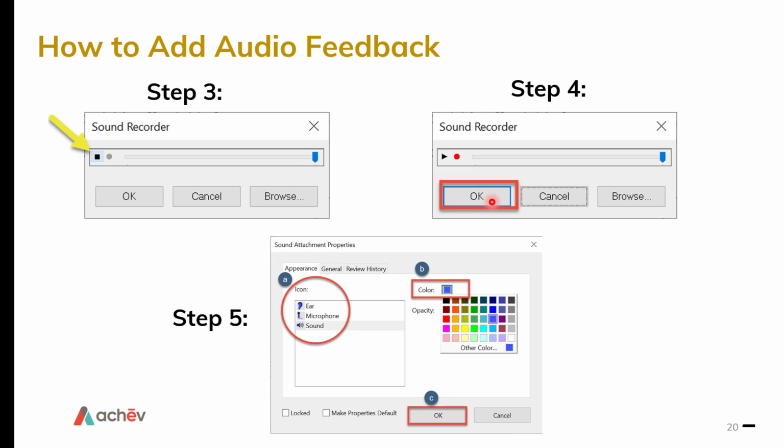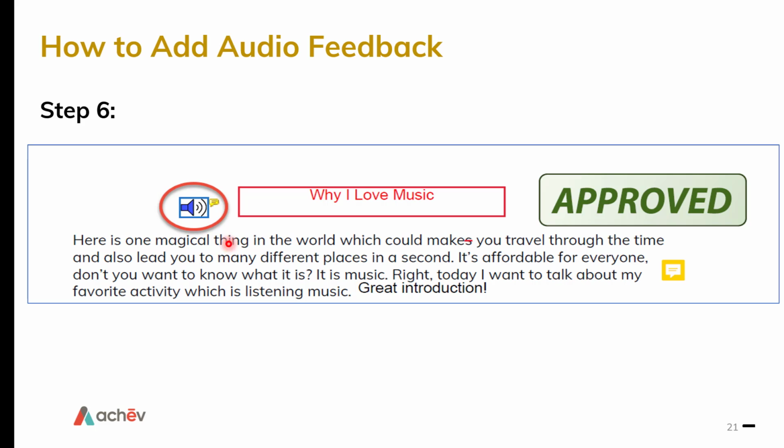When you click OK, you can decide on the audio icon you want to appear in the document. I'll stick with the default sound icon. You can also change the color of the icon. I'm going to stick with the default blue. Then click OK. What you see at the end is just as we selected. A blue sound icon appears in the file, and you can move it around anywhere on the document.